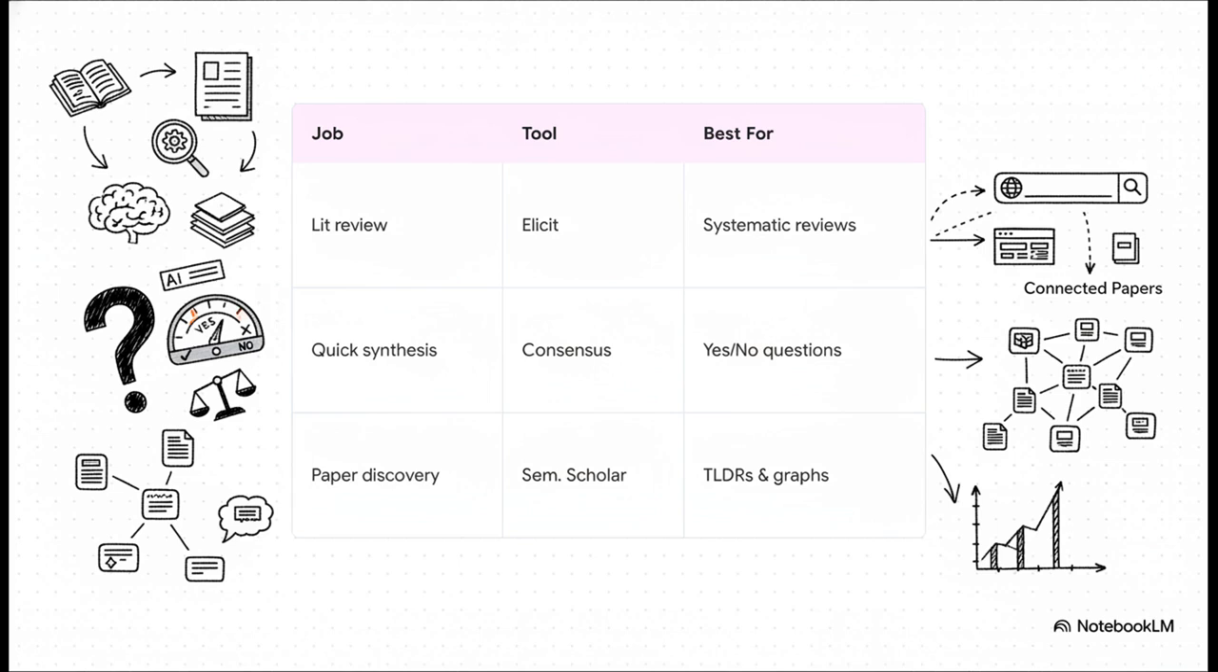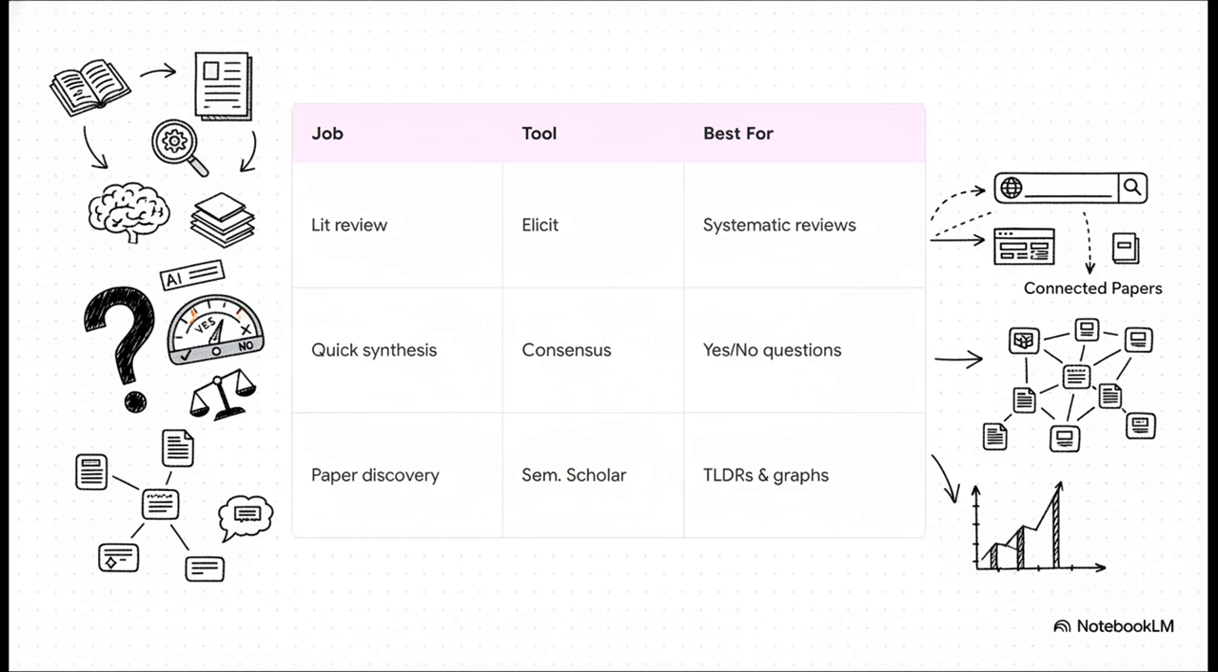But for literature review and data extraction, a tool called Elicit is an absolute game changer. It's basically an AI research assistant that reads the papers for you and pulls out things like sample sizes, methods, and outcomes, putting them all into custom tables. Wow. Okay, so that is absolutely perfect for systematic reviews.